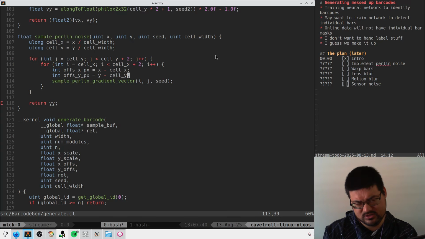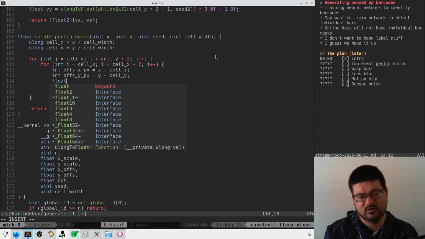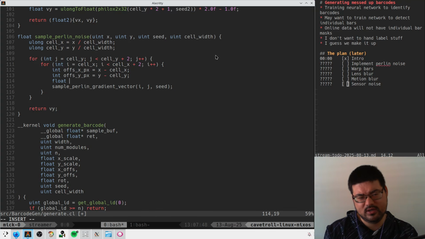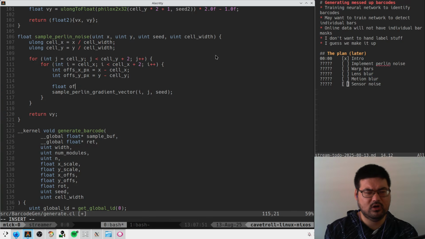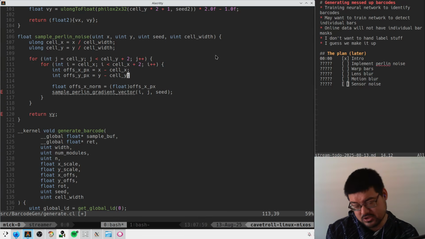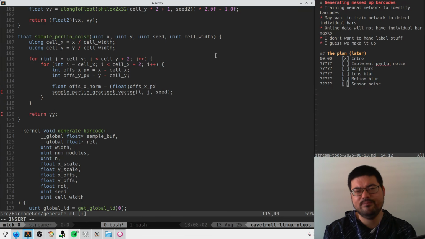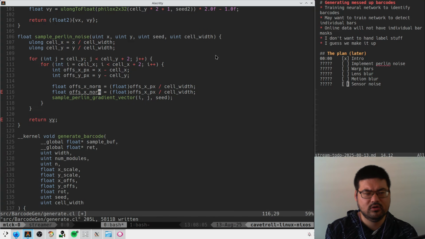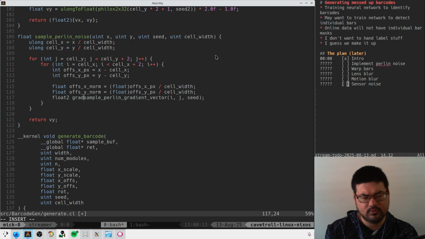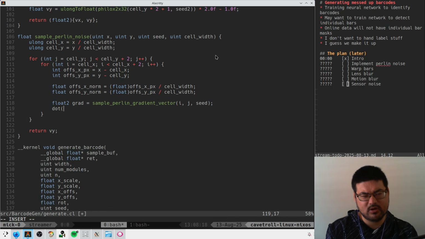So then what do I do here? I have my offset as an integer. So here I can say offs x normalized is offs x pixels as a float, cast from an integer, so negative numbers are fine, over cell width. Okay. So then we have the grad is this. Then we dot product.